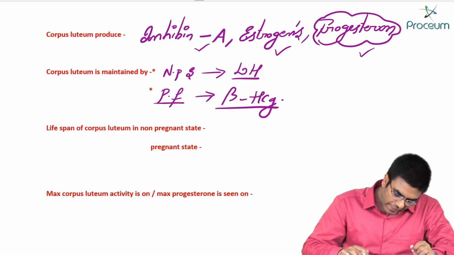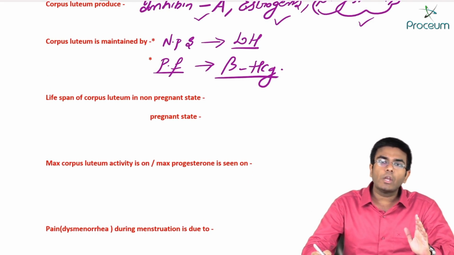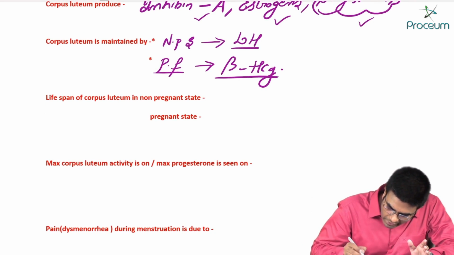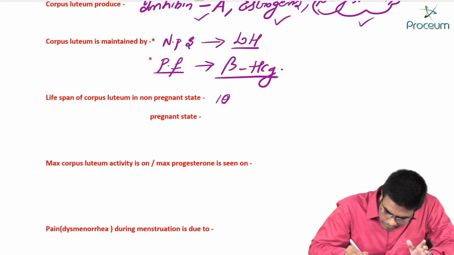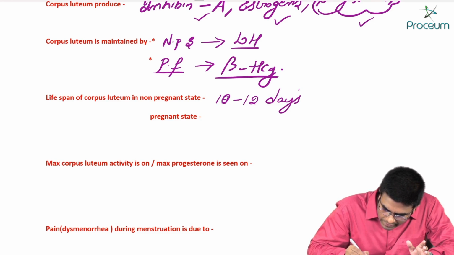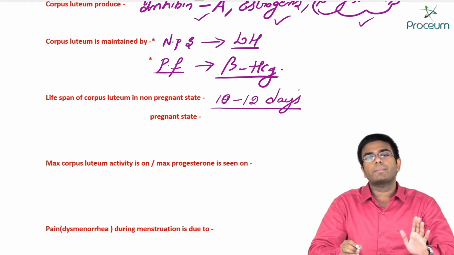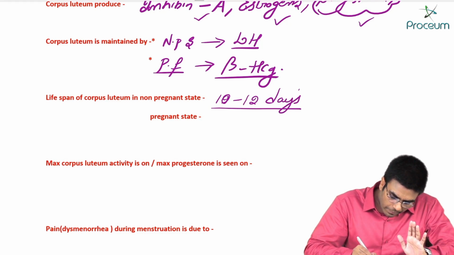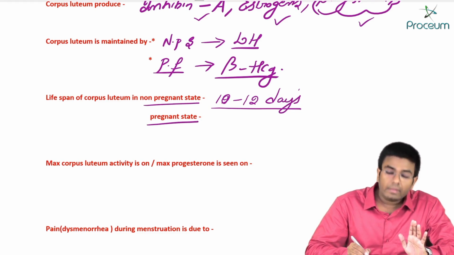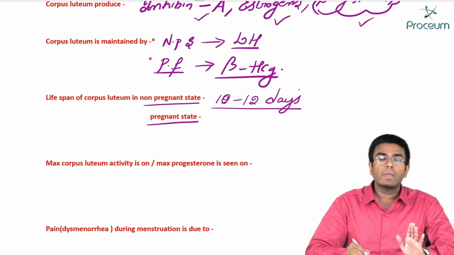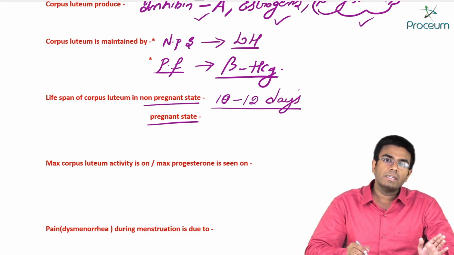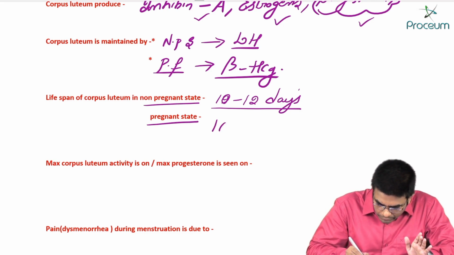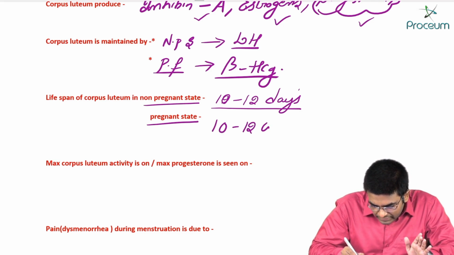Now, what is the lifespan of this corpus luteum? In a non-pregnant state, it will be there for 10 to 12 days. Okay, so 10 to 12 days is the lifespan of the corpus luteum. In a pregnant state, the same corpus luteum, because of beta HCG, will be there for 10 to 12 weeks.